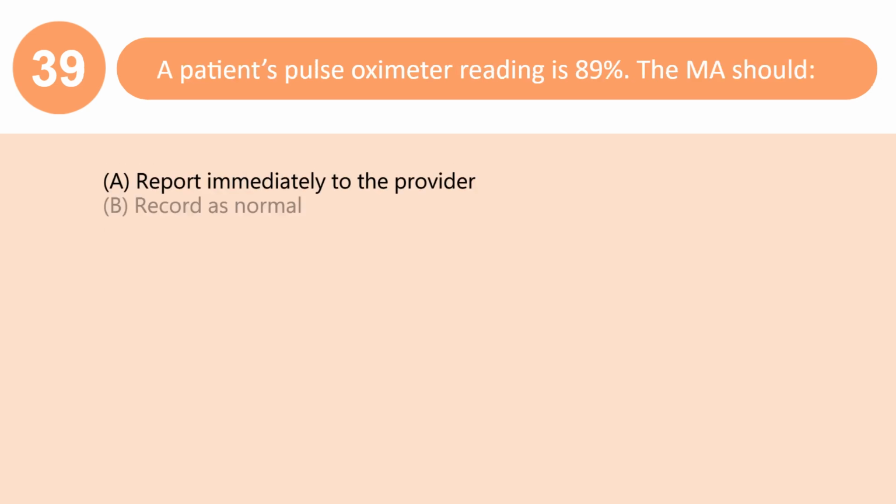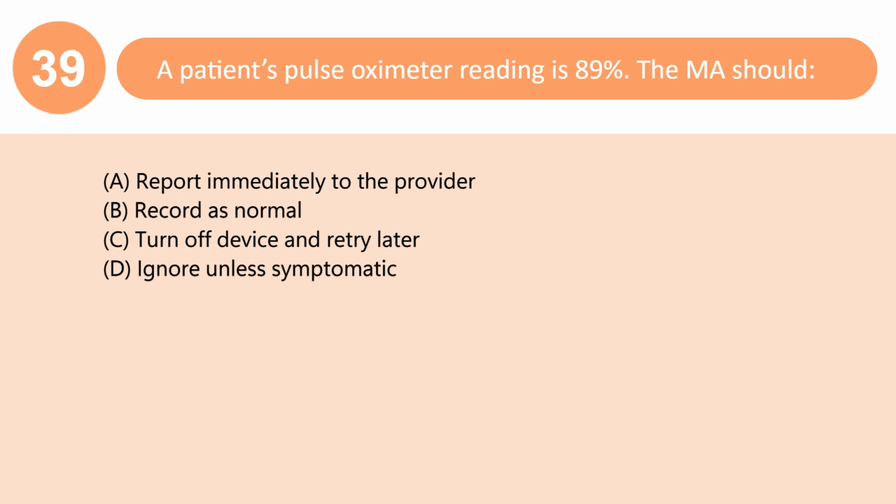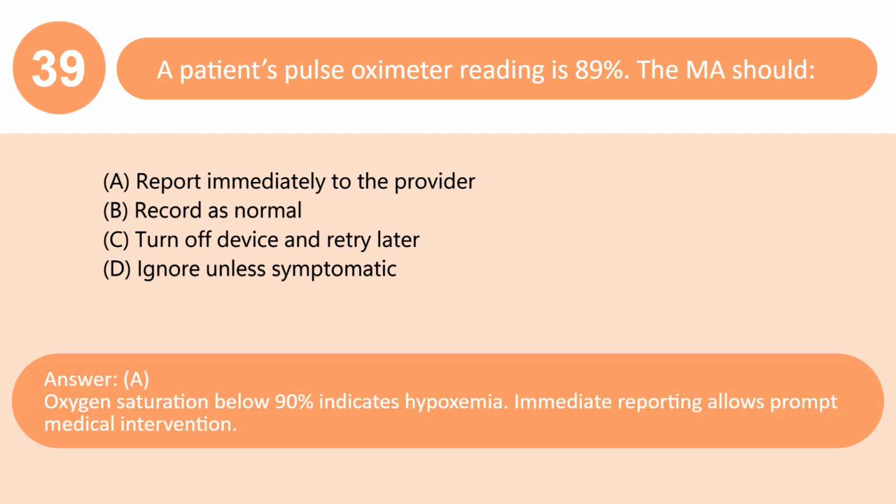A patient's pulse oximeter reading is 89%. The MA should A. Report immediately to the provider, B. Record as normal, C. Turn off device and retry later, D. Ignore unless symptomatic. Answer A. Oxygen saturation below 90% indicates hypoxemia. Immediate reporting allows prompt medical intervention.